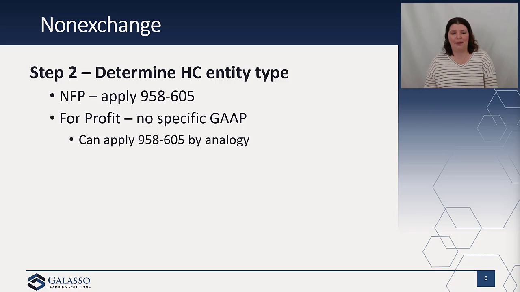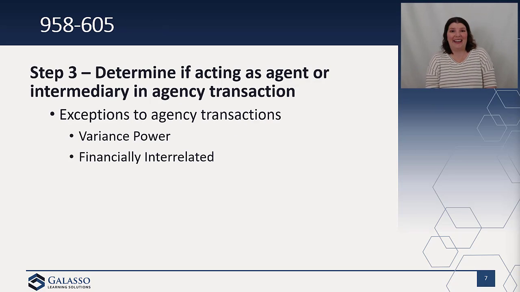So once we've determined what type of entity we are, the next thing, once we're in 958-605, we are going to have to determine if we're acting as an agent or intermediary in an agency transaction, or are we really acting as a principal? And so remember, when we have an agency transaction, a resource provider gives to a recipient organization and indicates that that organization must provide those items to a beneficiary who is not financially interrelated with the recipient organization, and to which there is no variance power. So in a traditional transaction, right, we have from the resource provider to the beneficiary, a sort of middleman consideration here.